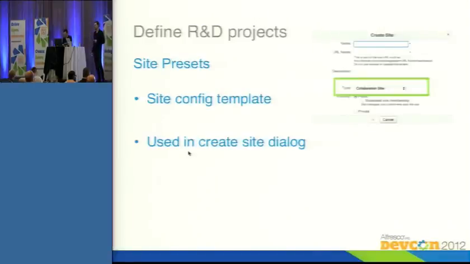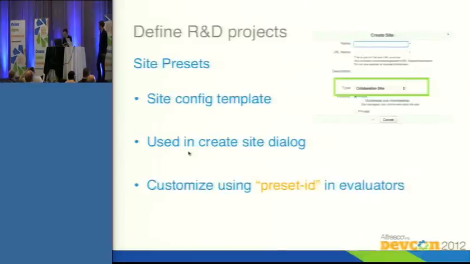When you're inside the Create Site dialog in Share, you usually select the type of site that you want to create. What you actually choose in that dropdown is the preset ID, that is, the ID of the config template. So when you create the site, that config template will be copied, but the preset ID will also be stored on the site object in the repository. And that's a good thing, because then you can use that preset ID as a site type ID, and key off customizations that will only be available when you're in a site that has that preset ID.